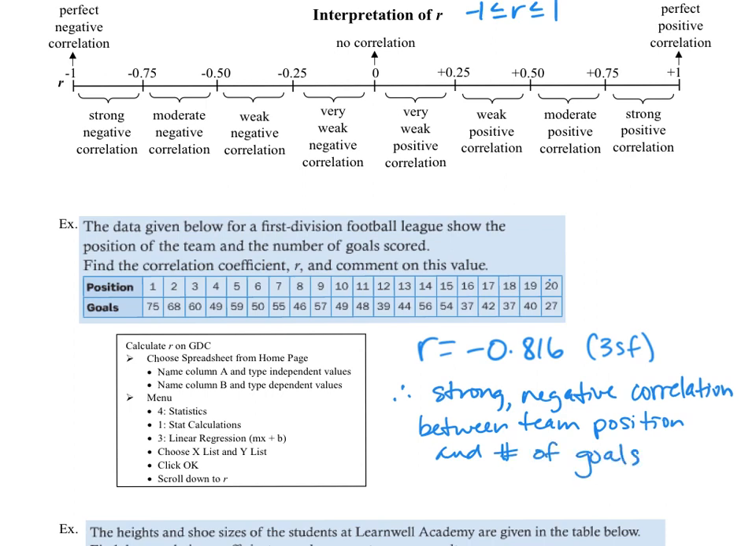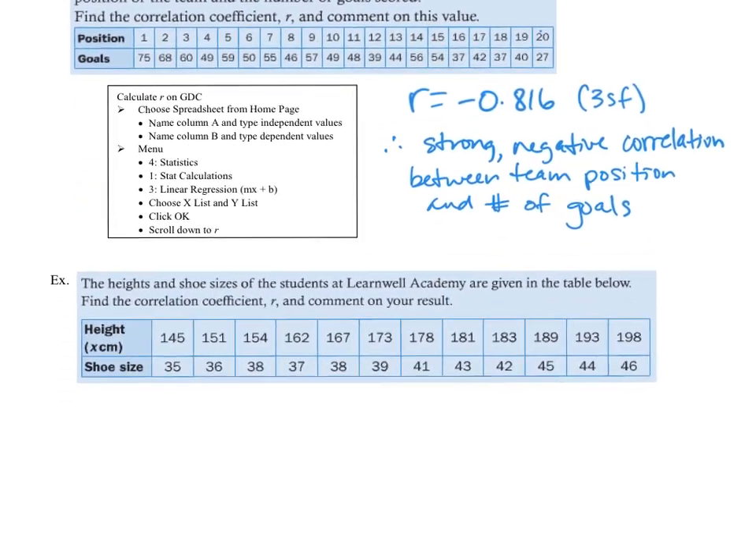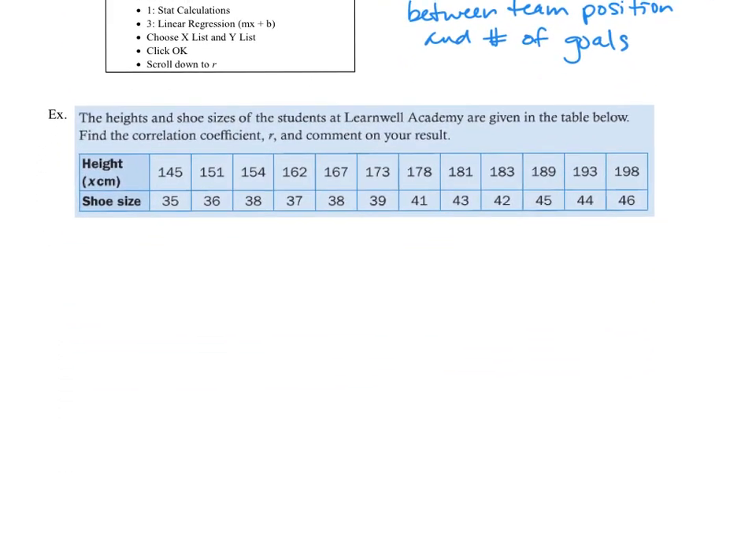Okay, let's take a look at one more example. In this example, the heights and shoe sizes of students at Learn Well Academy are given in the table below. Find the correlation coefficient R and comment on your result.